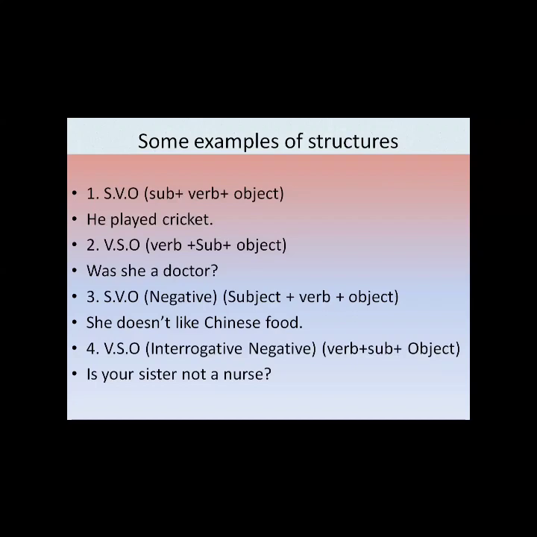At number 3: She doesn't like Chinese food. It is a negative sentence. We are using subject, verb, then not an object. And at number 4, it is an interrogative negative: Is your sister not a nurse? We are using verb, then subject and object. These are the different patterns of structures used in the structural approach.